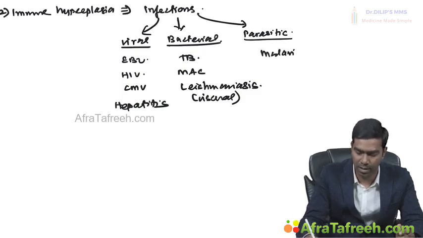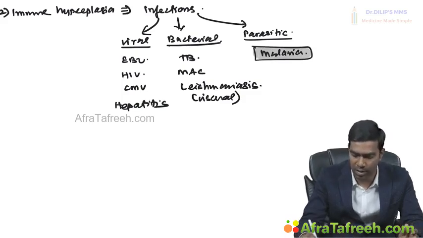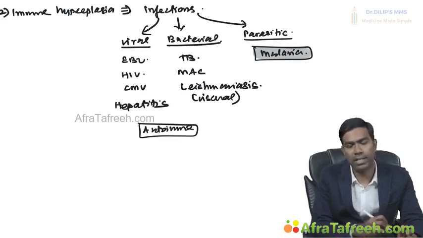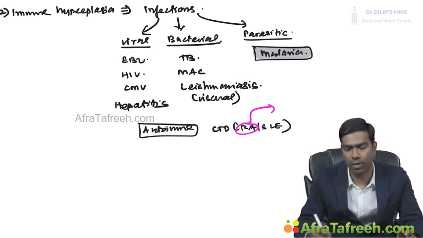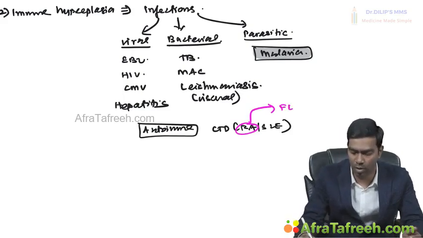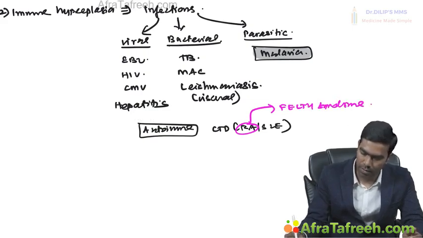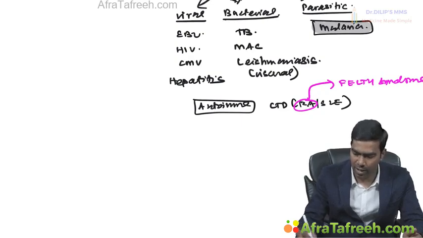Parasitic, typically they will expect malaria. Malaria is a classic example where you see hepatosplenomegaly, especially splenomegaly. And a variety of autoimmune disorders. Typical exam question: you need to know connective tissue disorders, especially rheumatoid arthritis and SLE. In rheumatoid arthritis, if they ask about massive splenomegaly, the moment they say rheumatoid arthritis with massive splenomegaly, always think about Felty syndrome. Very, very important.